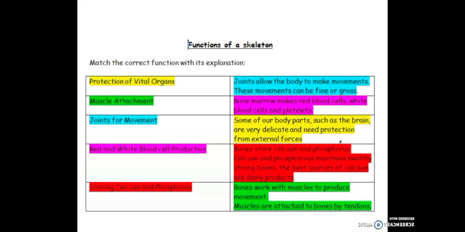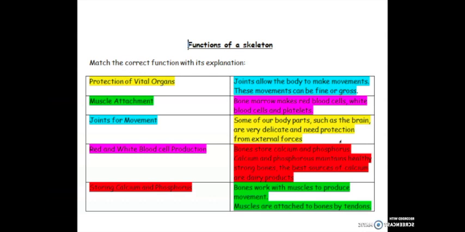And if we go down to number 2, we've got muscle attachment. So why is this important? So bones work with muscles to produce movement, and the muscles are attached to bones by tendons. So hopefully you remember the little diagram we looked at. And with the red muscle, the white tendon go into the top of the bone to the membrane.